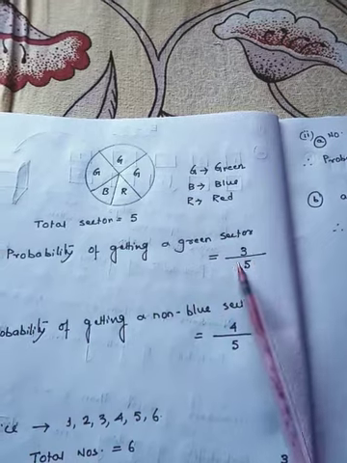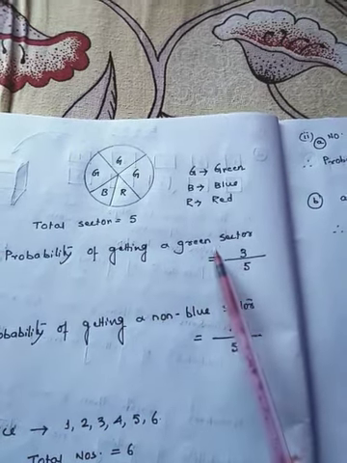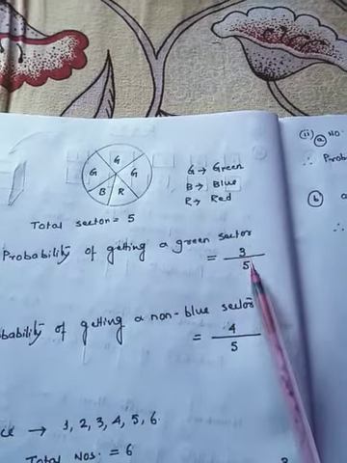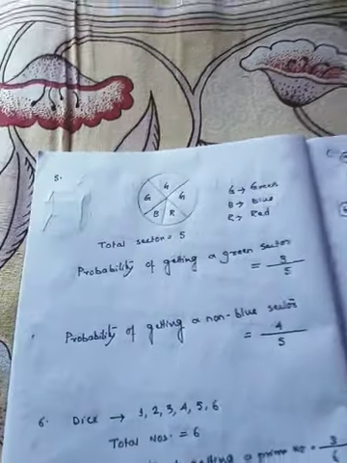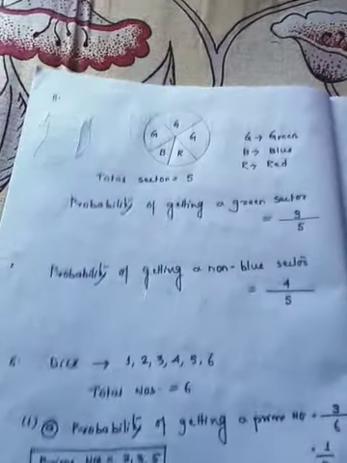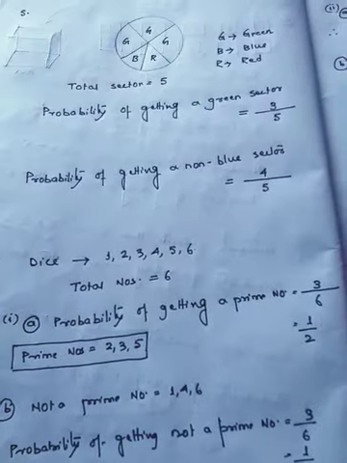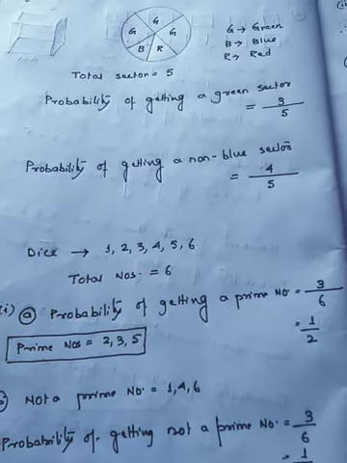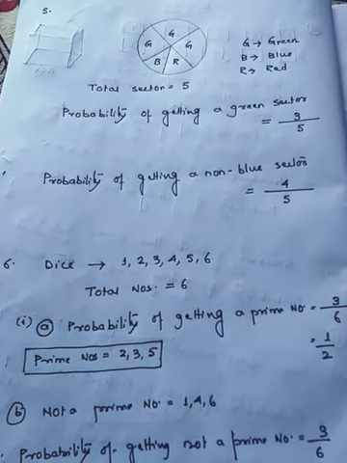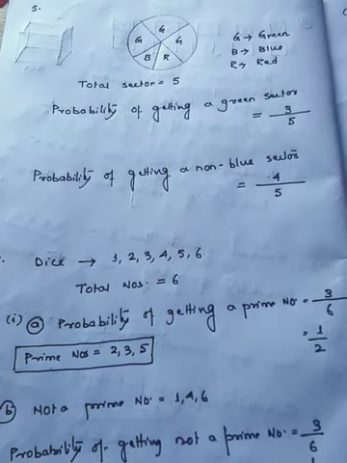And the first one: out of 5, how many sectors are there which are green in color? It is 3. So out of 5, 3 sectors are green in color. Okay, so this is the solution of question number 5. Let's move on to question number 6. Question number 6 is entirely based on question number 2. So we have to get the probability of each question under question number 2.